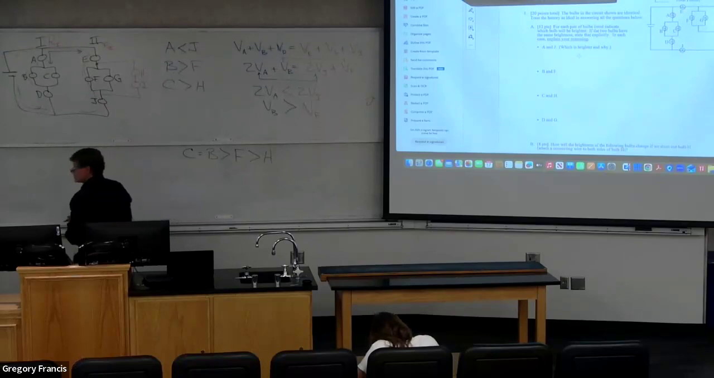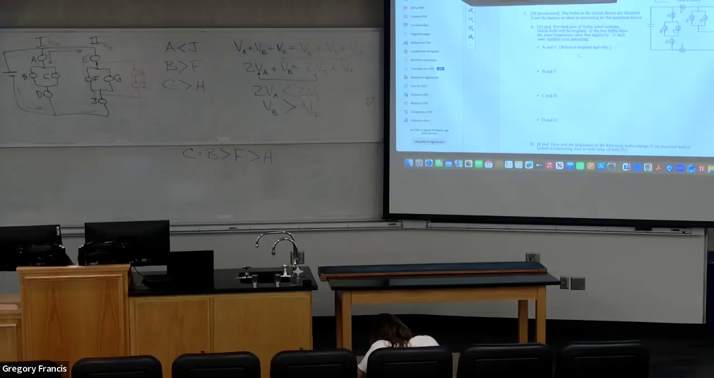The next one, D and G. Professor Francis, yes. Sometimes I think that when we add another path, that red pathway, that's going to decrease resistance and increase current. And so I would initially think that H would have more current than B because it's the path of less resistance. There's more options for the current to pick.